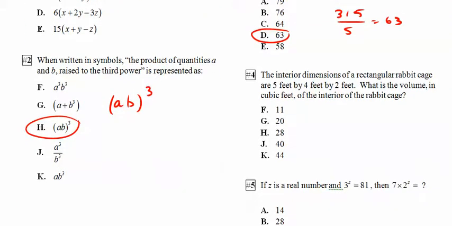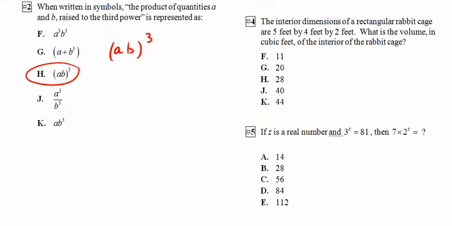Interior dimensions of a rectangular rabbit cage are 5 by 4 by 2. What's the volume? Just multiply them up. 5 by 4 by 2 is 40.